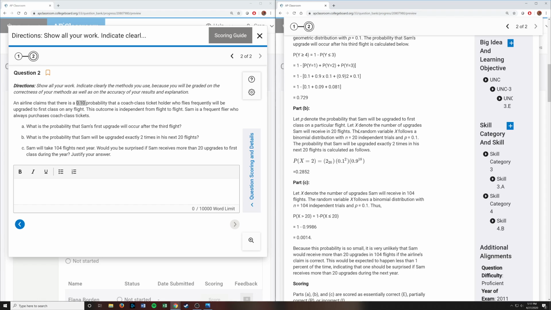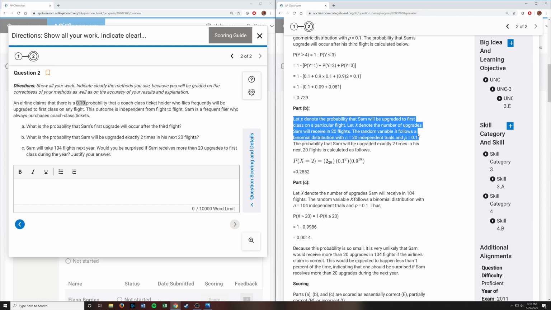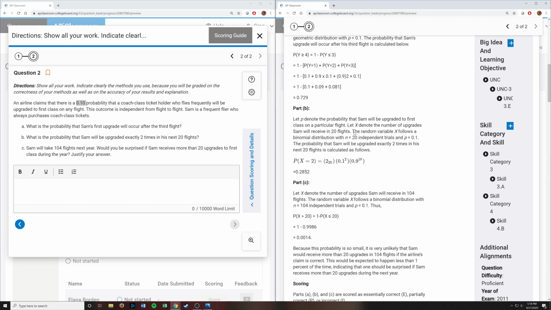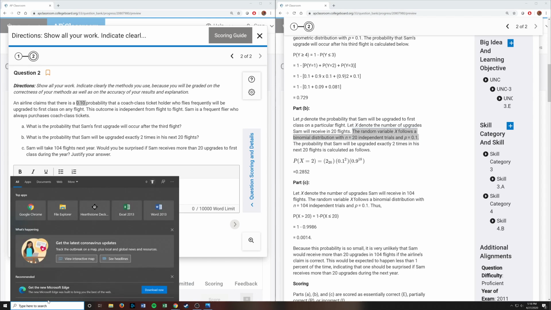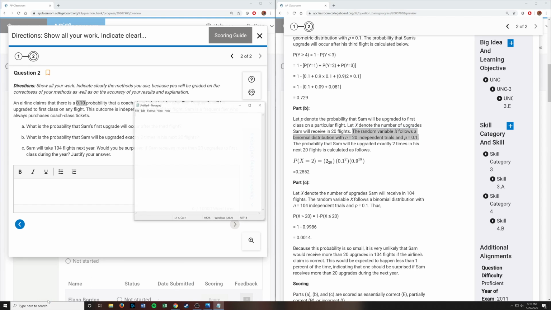So they denote everything. They say that p is the probability he gets upgraded on a particular flight. X is the number of upgrades in 20 flights. X follows a binomial distribution, n equals 20, p equals 0.1. Do you have to write all this? It would be great if you did. However, I think what we really know here is that they want to see something like this. And you could write that as simply as, let me bring up Notepad here really quick.